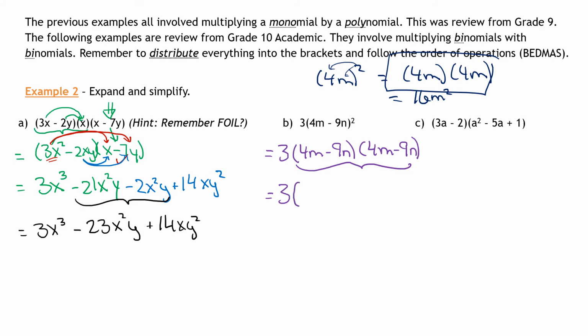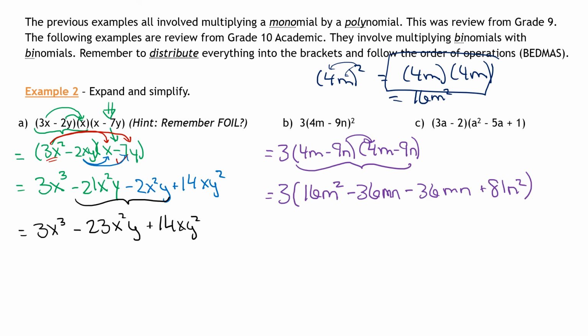out first. 4m times 4m, 16m squared. 4m times negative 9n is negative 36 mn, alphabetical. I'm going to run out of room here. Oh, that's okay. Now these two terms is negative 36 mn. And the last two, 81n squared.